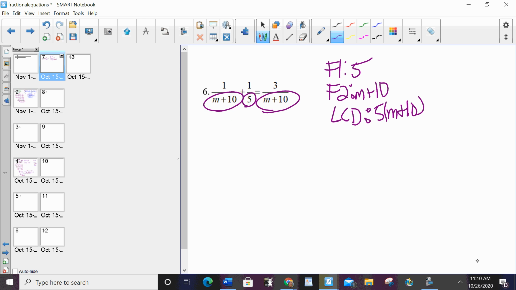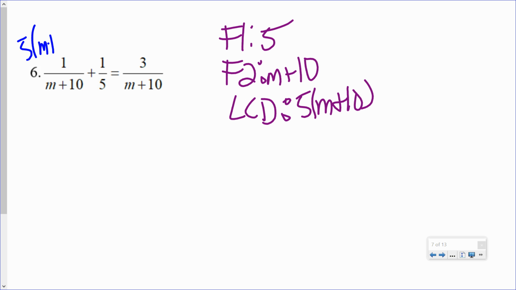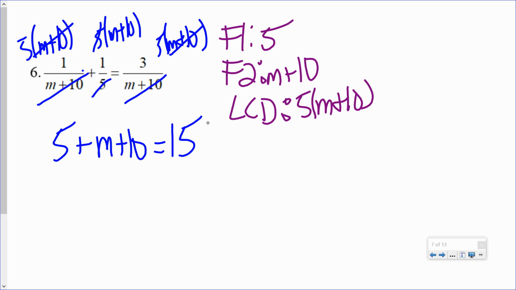So I'm going to just erase those circles to make it a little bit more clear. And I'm multiplying everything by the LCD. Notice I'm writing it on top for each because I'm multiplying by it. Now, first fraction, my m plus 10s cancel. I'm left with 5 times 1, which is 5. Next fraction, my 5's cancel. I'm left with m plus 10 times 1. That's m plus 10. Third fraction, m plus 10's cancel. I'm left with 3 times 5, which is 15. Fractions are gone.